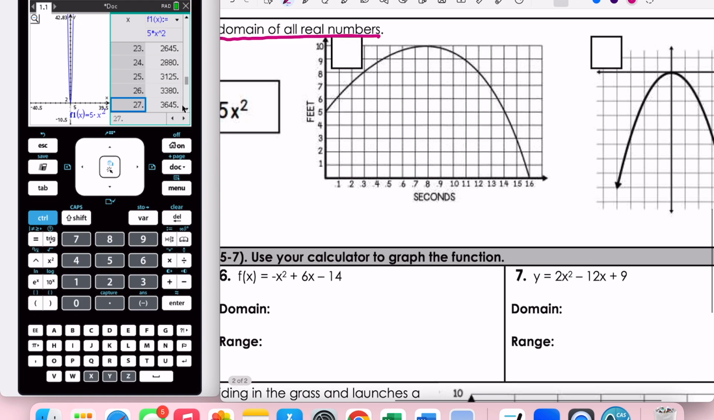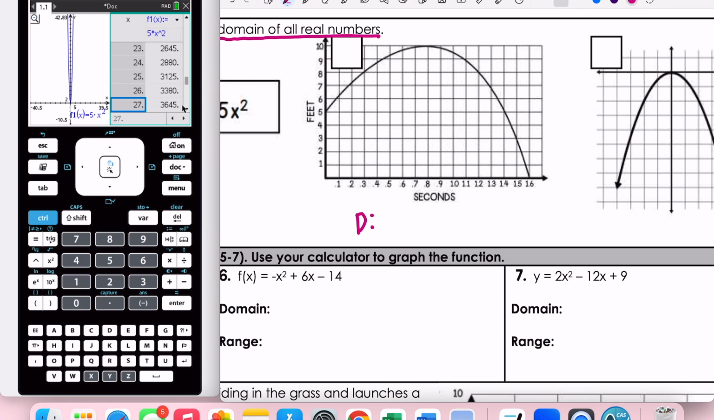Okay, next up, looking at our next graph, here we have a real world example. Here we're dealing with feet and seconds. Whenever you have a real world example, guys, this is not going to be all real numbers. Real world examples are not all real numbers. So let's go ahead and practice finding the domain here.